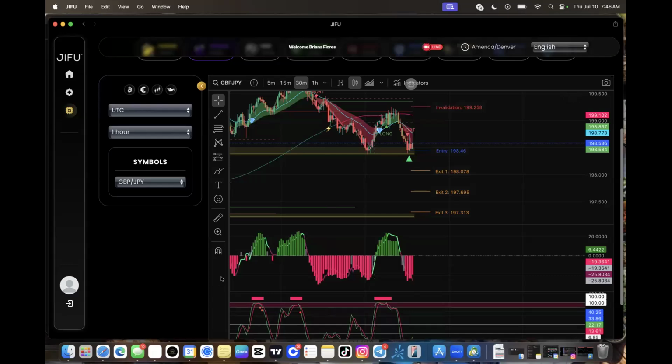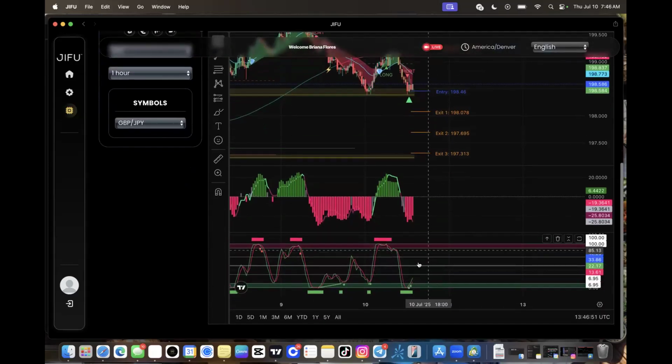And then also on top of that, I'm gonna come down to my RSI. Look at that. What does this mean? What is the RSI telling us?